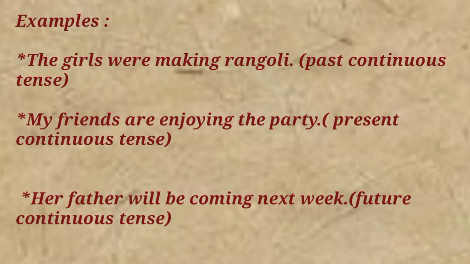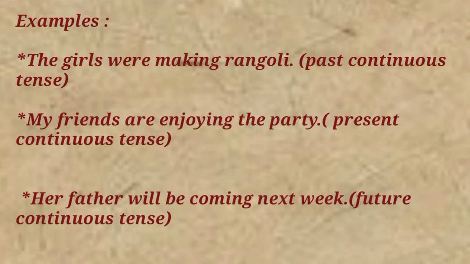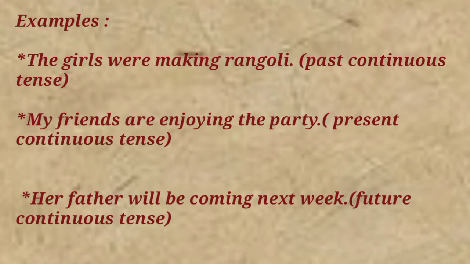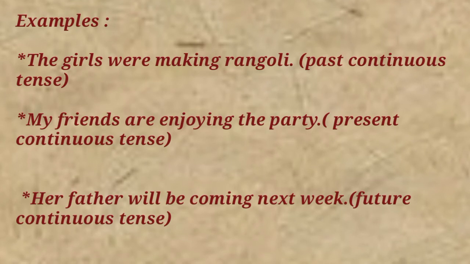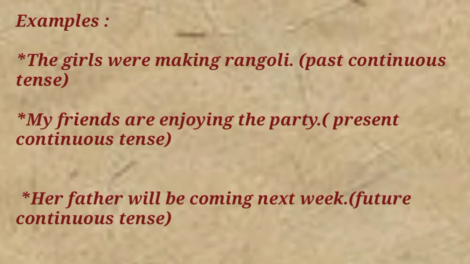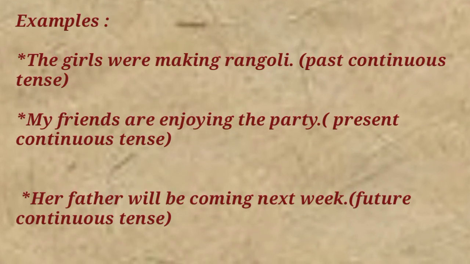My friends are enjoying the party. Again, are is present tense, enjoying with ing means now it is a going on process. Her father will be coming next week. Will be means future tense, and coming is the ing form, that means it is a continuous tense. So this sentence is in future continuous tense.